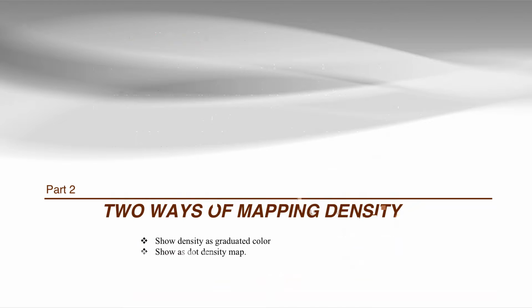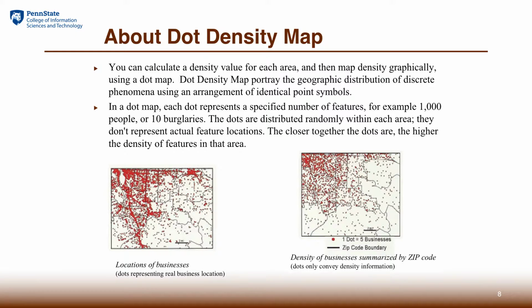Kind of distribution of dots to get the idea. So the number of dots reflects the kind of density in a particular area, but the location is not reflecting the real business location. So just be careful when you try to interpret the map. Read the title, read the legend, and see what the dot represents.